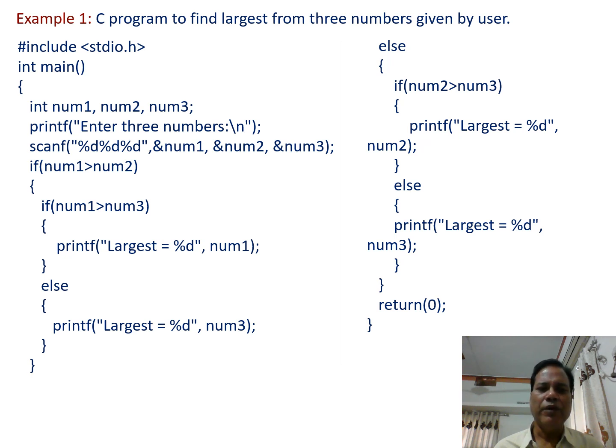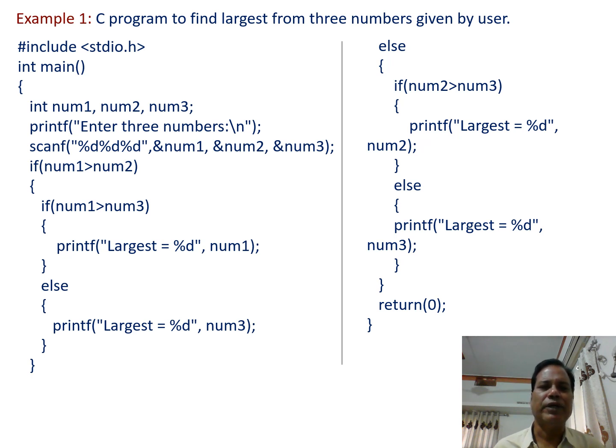Then we use an if-else statement here. So if num1 is greater than num2, if this condition is true, then inside this if block there is another if-else statement. So again if num1 is greater than num3, then printf largest equals %d, where the value of num1 is printed here. Else largest equals %d with num3.